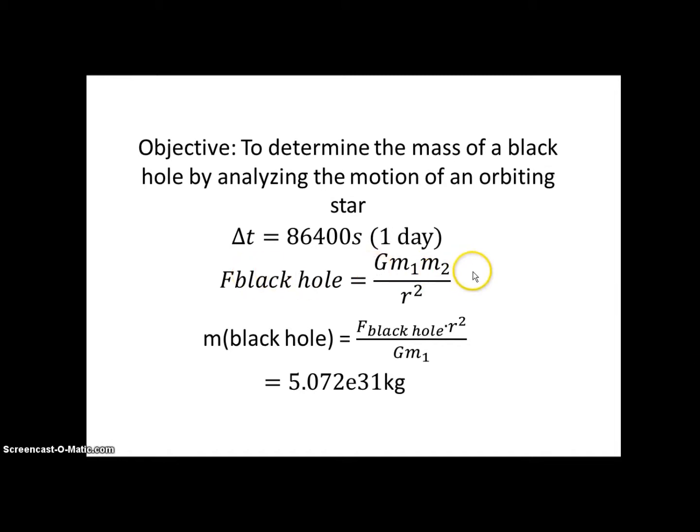Now, we were given the mass of the star, and we were able to calculate the radius between the motion of the star and the black hole using a Python program we had set up. And from that, we can use this second formula to solve for the mass of the black hole, which is m2. In my case, I figured and confirmed that the mass would be 5.072 times 10 to the 31 kilograms.